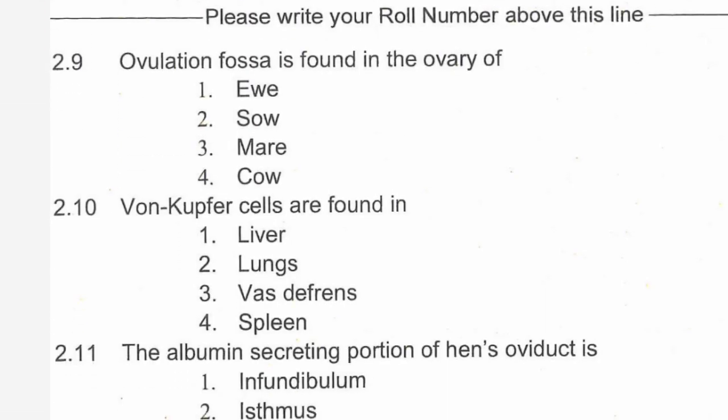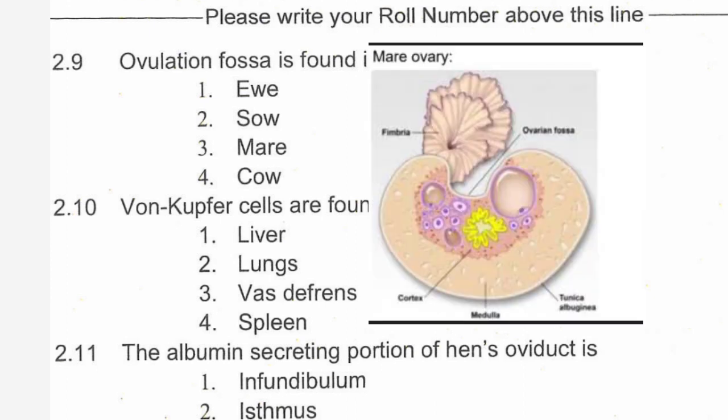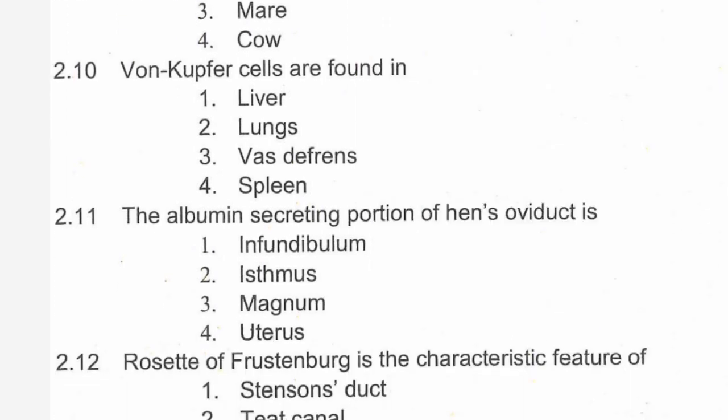Then question number 9 is ovulation fossa is found in the ovary of. Options are ewe, sow, mare and cow. And the answer of this question is option number 3, mare. Then question number 10 is von Cooper cells are found in. Options are liver, lungs, vas deferens and spleen. And the answer of this question is option number 1, liver.